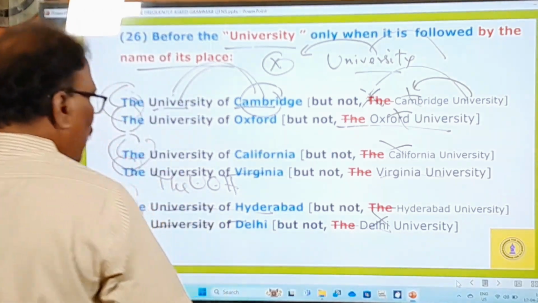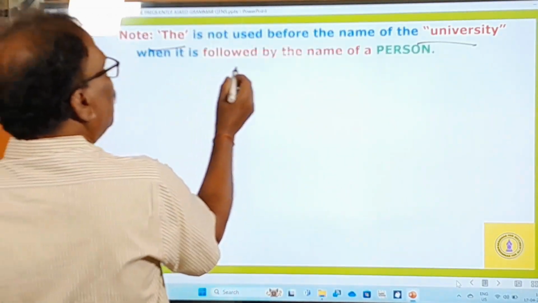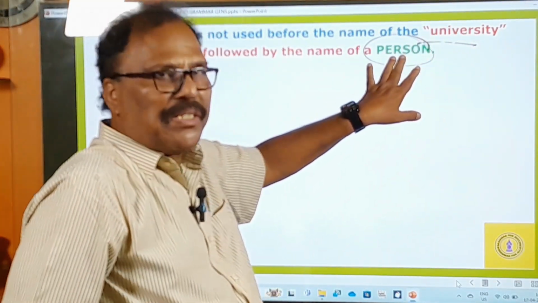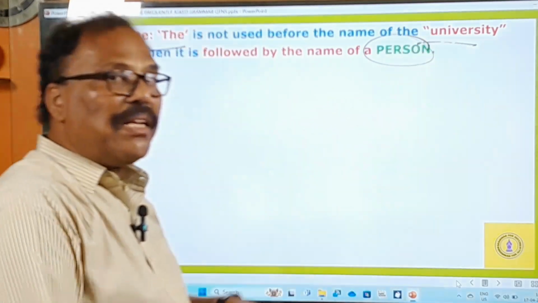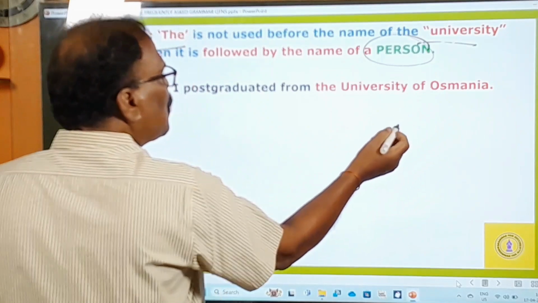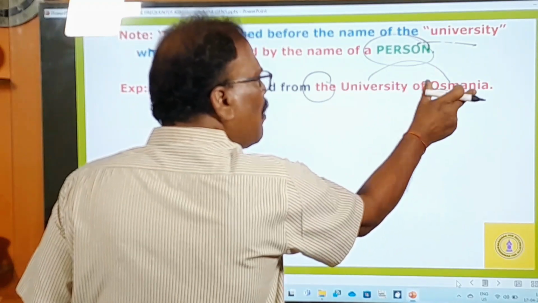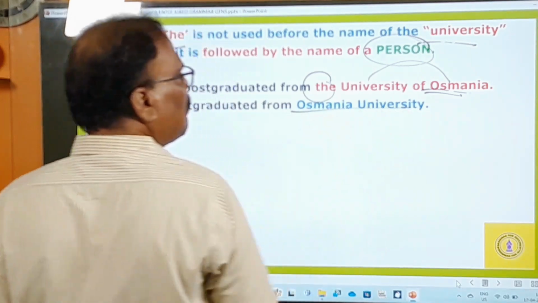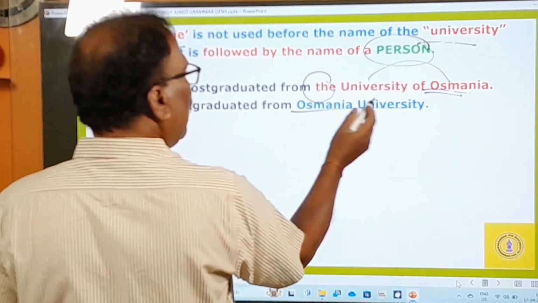And now let's move on to the next rule. The is not used before the name of the university when it is followed by the name of a person. If the name of the person is there with the word university, then you should not use any article. Here, see: I postgraduated from the University of Usmania. Usmania is the name of a person, not the name of a place. Therefore, what should you say? I postgraduated from Usmania University. You cannot say the University of Usmania. The name has to be given first, and then university.